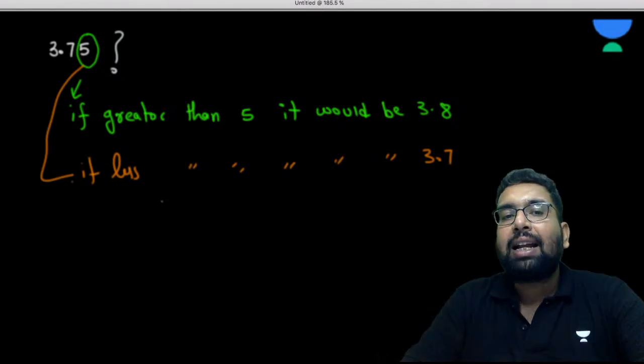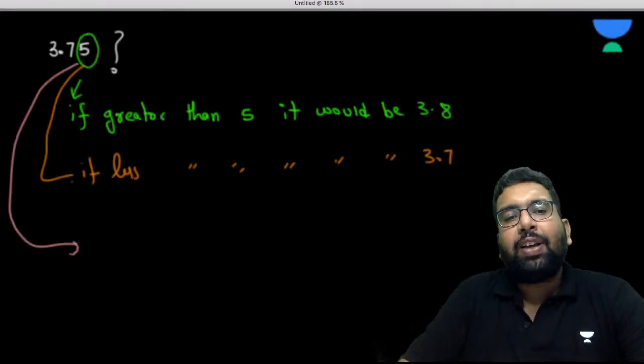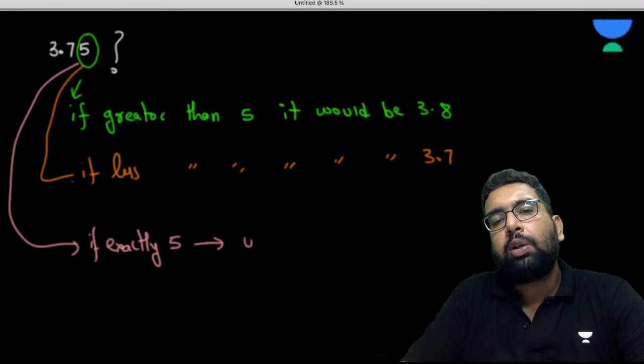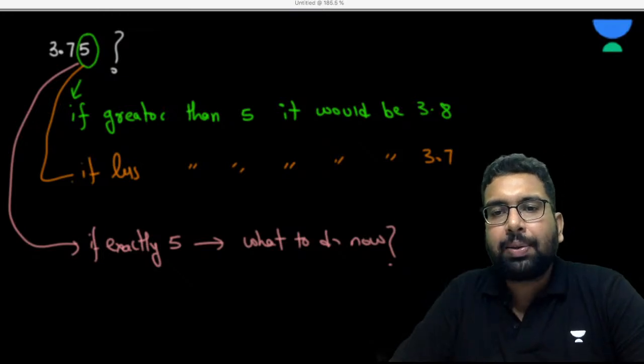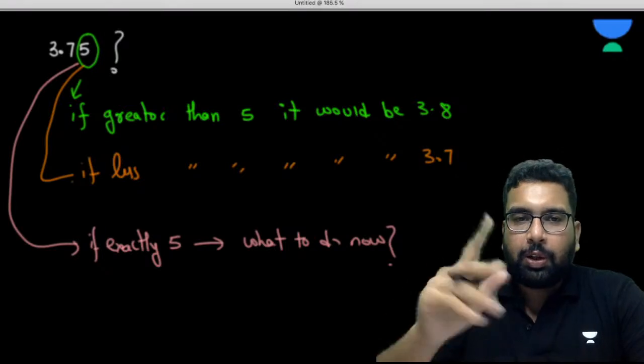But sir, this is exactly 5. It is exactly 5. If it is exactly 5, the question is now what to do. Now, sir, we are trapped, we are stuck, we have reached an impasse, right? Now, what to do? So now there can be some cases. Please understand it very, very carefully.